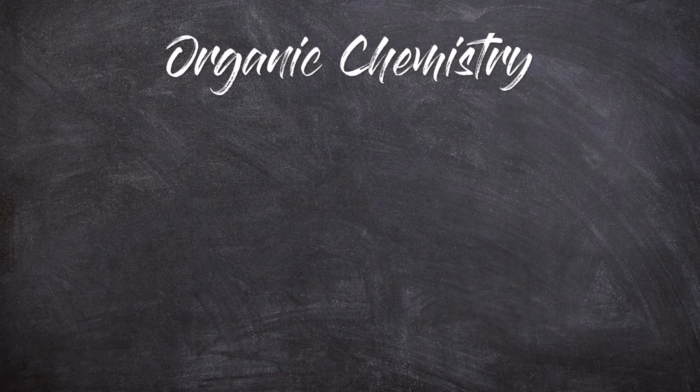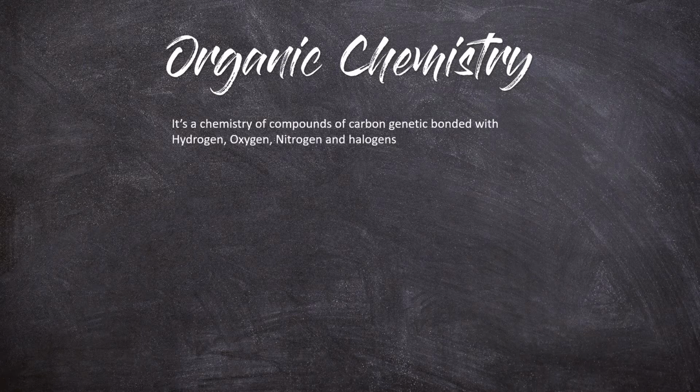Okay, all right. So now we are going to discuss organic chemistry. Basically, what is organic chemistry? Organic chemistry is the chemistry of compounds of carbon covalently bonded with hydrogen, oxygen, nitrogen, and halogen. I'll discuss carbon covalent bonding in an upcoming lesson.